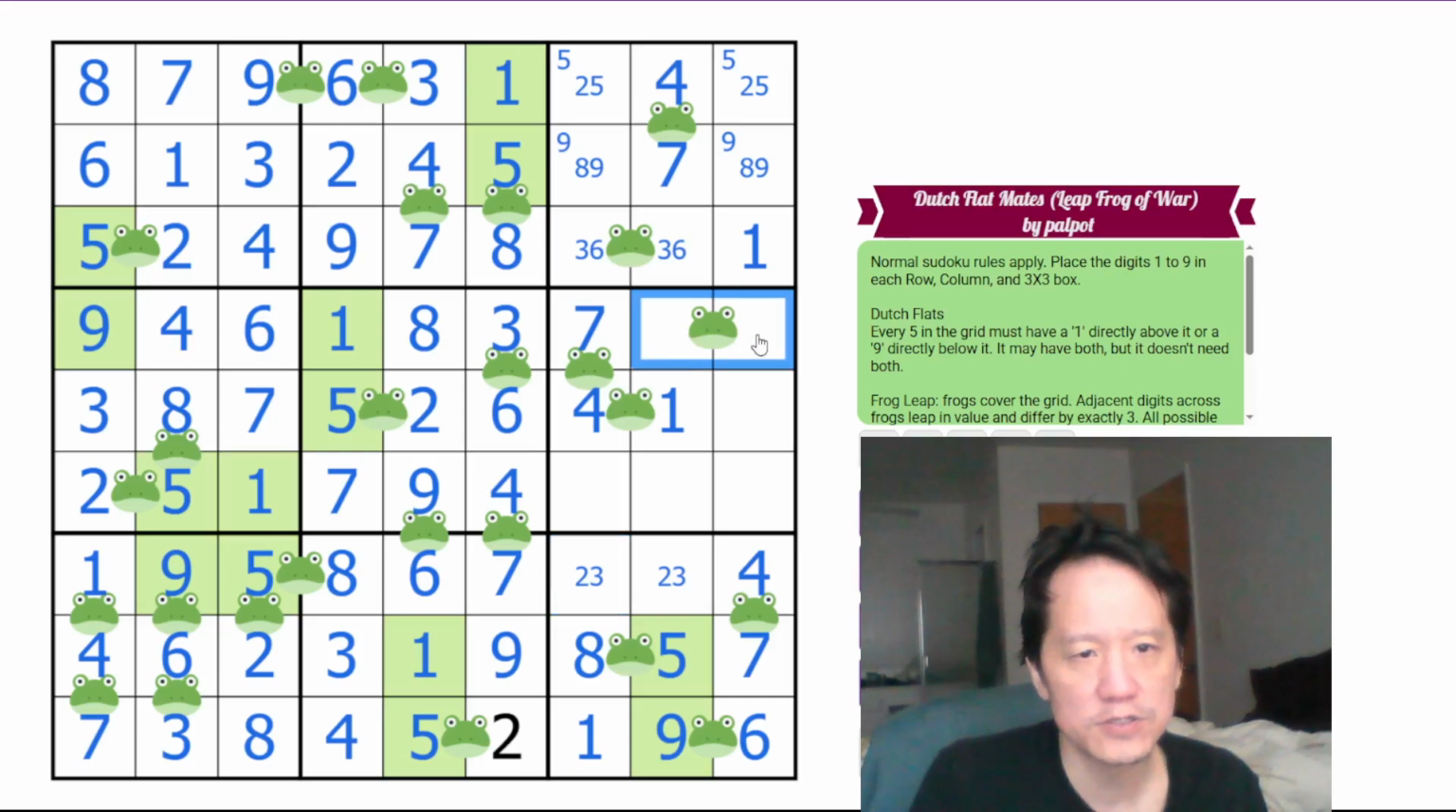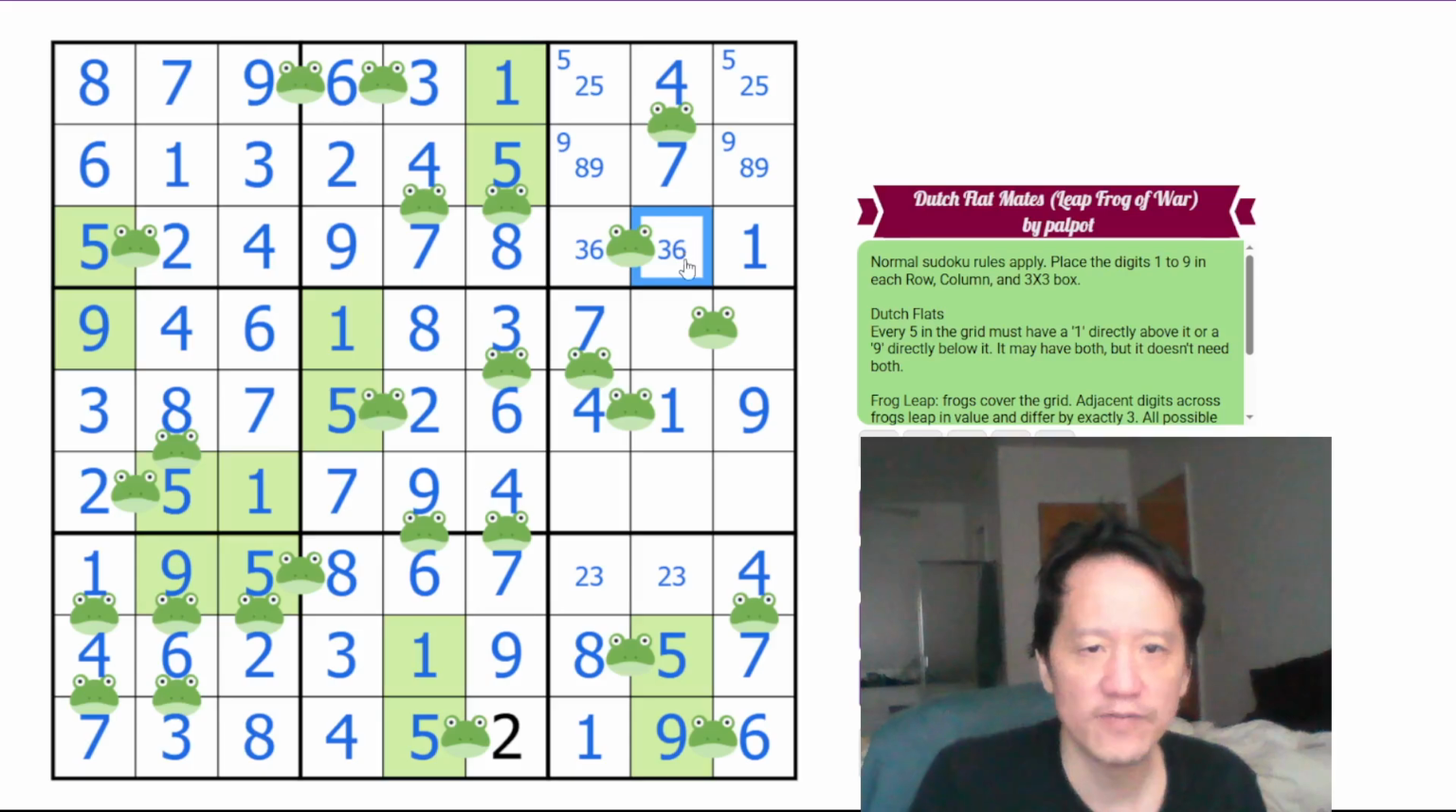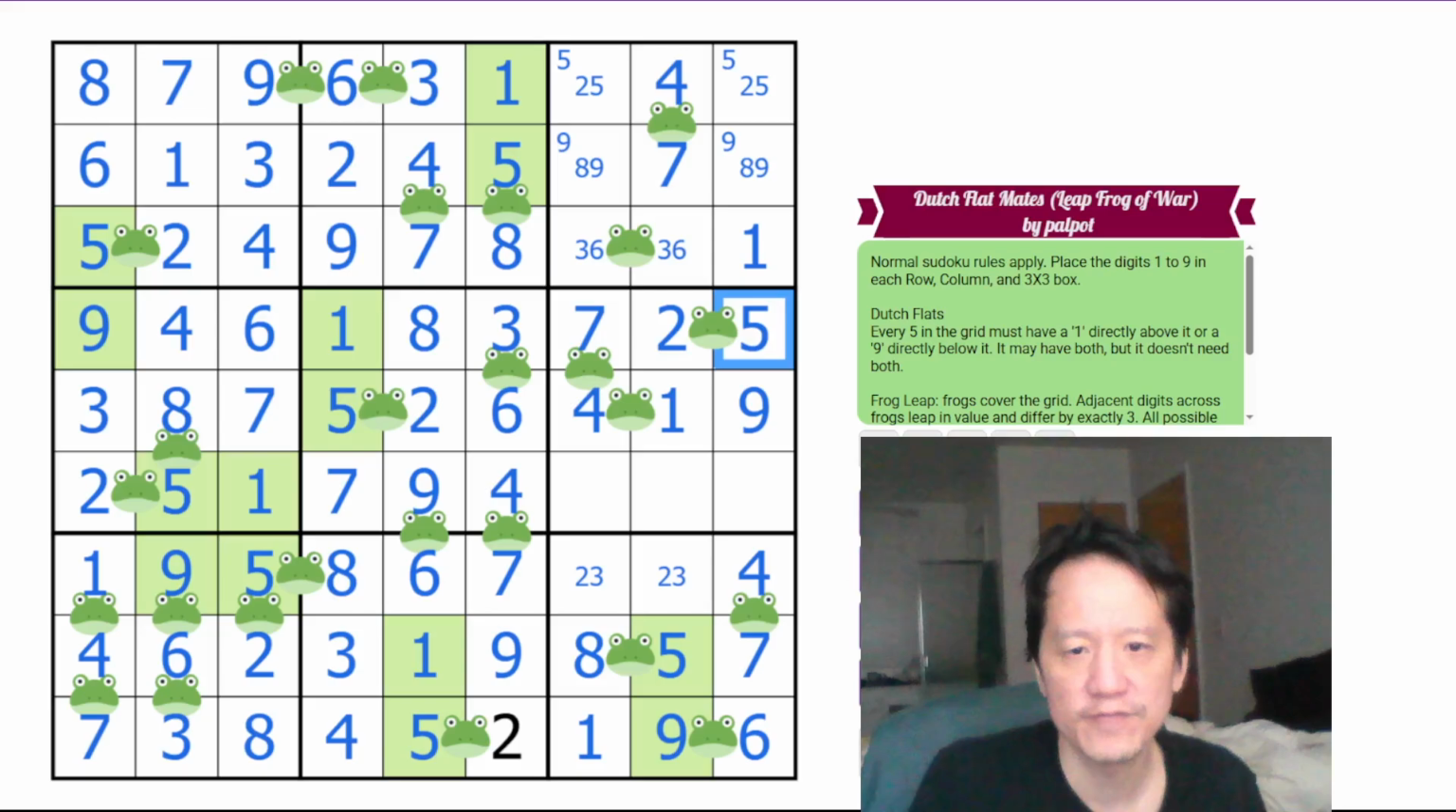These two digits are 2 and 5. Well, this must be 9. This cannot have a 1 above it or a 9 below it, so this must be a 2, which makes that the 5. So this 5 is satisfied here. This can't be 5, so this must be 2, which makes that an 8, which makes that a 9. This must be a 5.